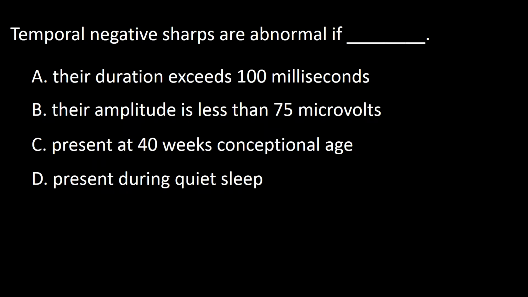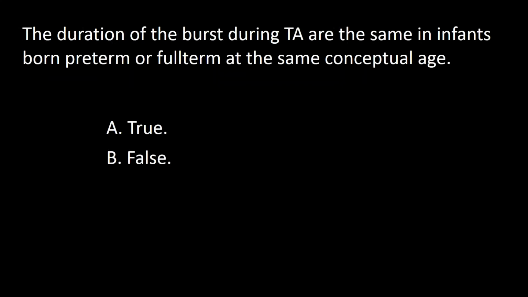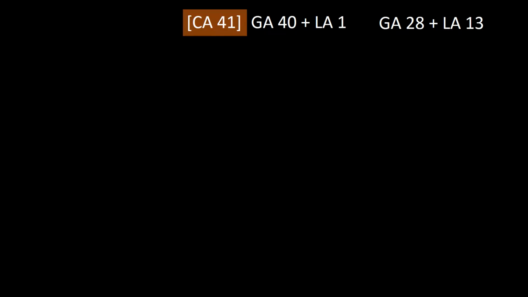So the answer to this question is A. The duration of bursts during trace alternant are the same in infants born pre or full term at the same conceptional age. A true, B false. There are subtle differences between an EEG of a 41-week neonate if the patient was born at 40 weeks or was born at 28 weeks.